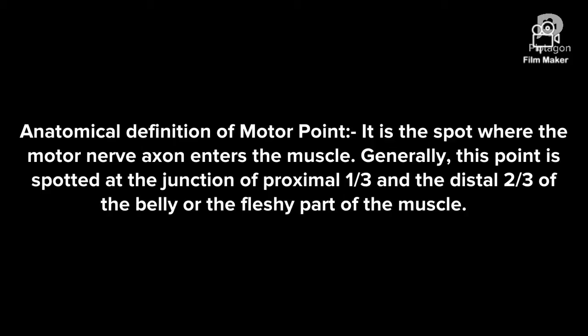Anatomical definition of motor point: it is the spot where the motor nerve axon enters the muscle. Generally, this point is spotted at the junction of the proximal 1/3 and the distal 2/3 of the belly, or the fleshy part, of the muscle.